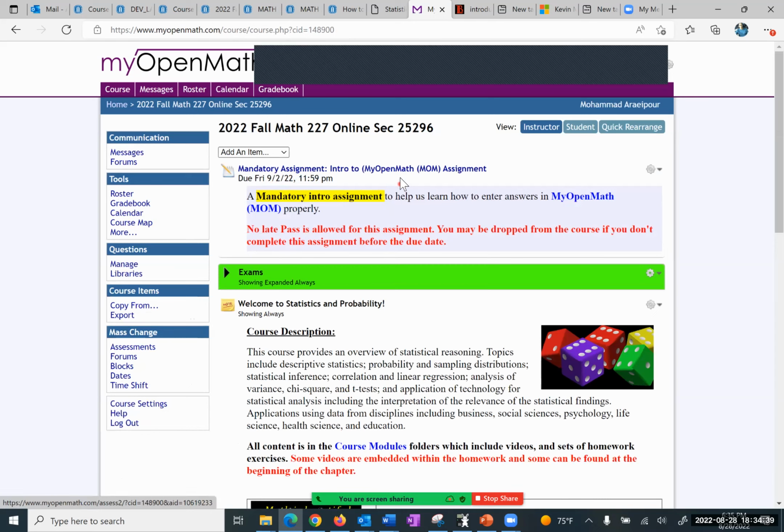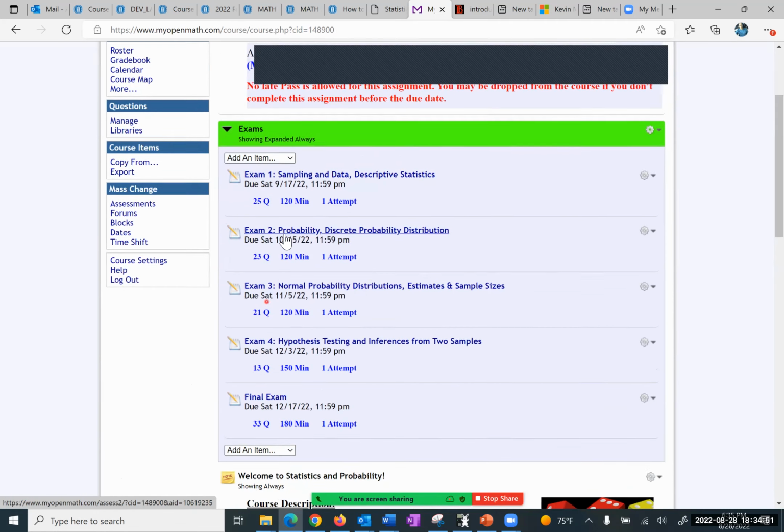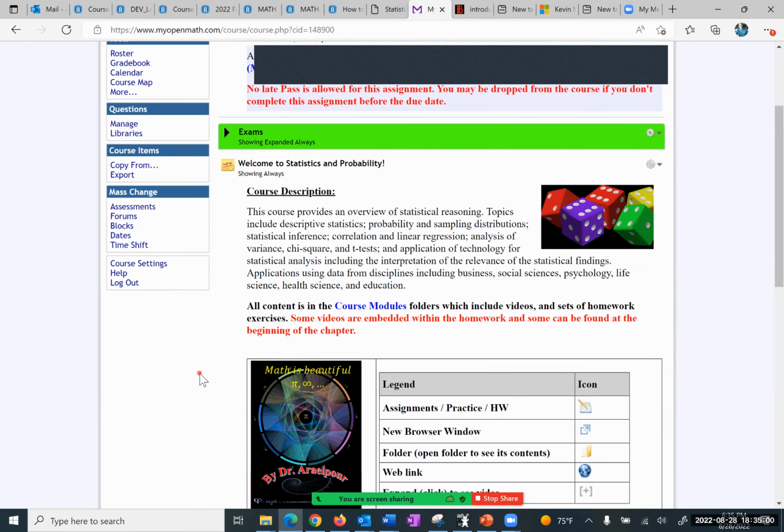And I put that at the top because you have to get familiar with OpenMath. What comes next is the exams. I'll show you, you don't have to worry about it. The week of the exam, it becomes clear what you need to do, but the exams are here and the due dates and so forth. You don't have to worry about them. You click on them and you start. It will ask you for the passport, which you don't have yet. You will have the passport sent to you, and after it is sent to you, you can also find it online in Canvas under the announcements.